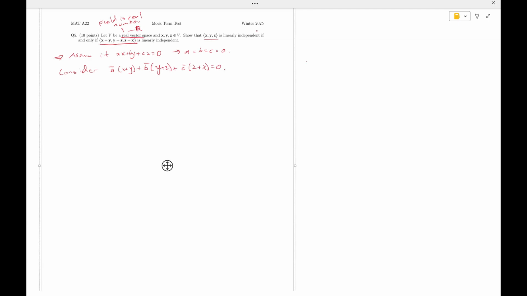And I want to show that a bar equals b bar equals c bar equals 0 to show that it is a linearly independent set. Well, then I can expand this to give (a bar plus c bar)x plus (a bar plus b bar)y plus (b bar plus c bar)z equals 0, which implies a bar plus c bar equals 0, a bar plus b bar equals 0, and b bar plus c bar equals 0.